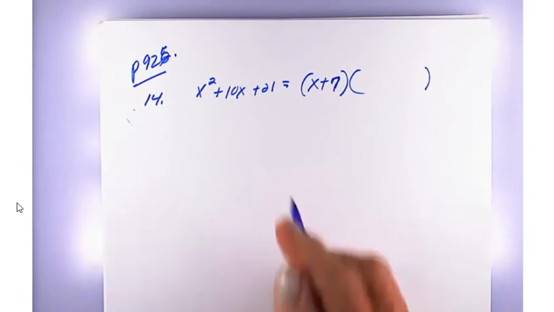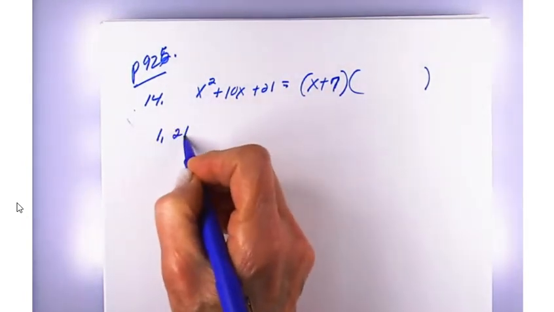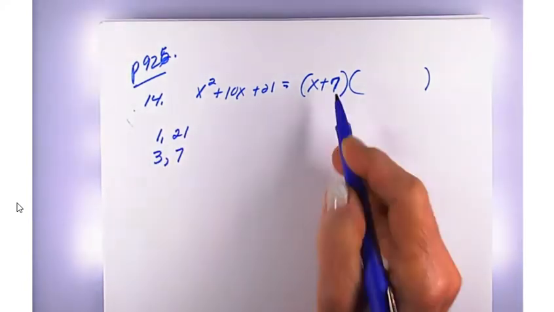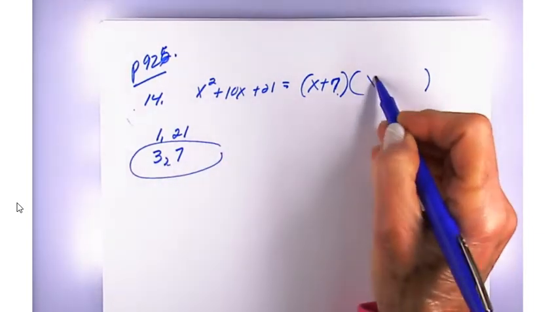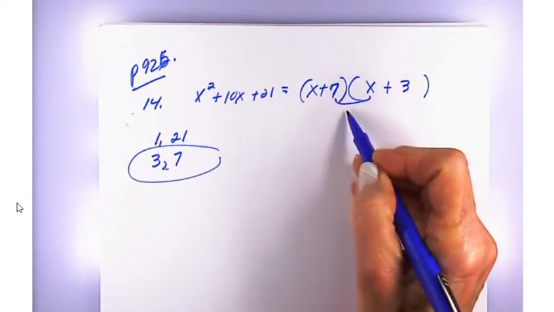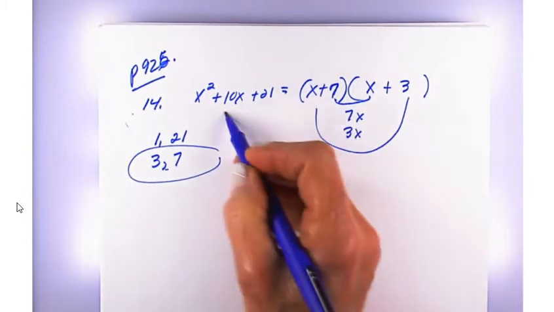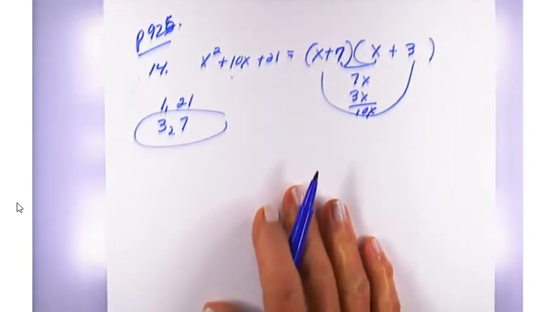So we know that 21 factors into 1 and 21, 3 and 7. Since he gave us the 7, I have to use that. X plus 3. Check my scoops. 7x and 3x, I get 10. I'm A-OK on that.